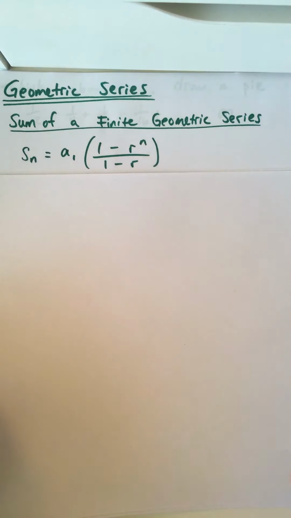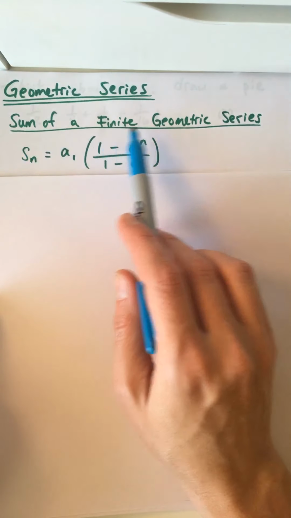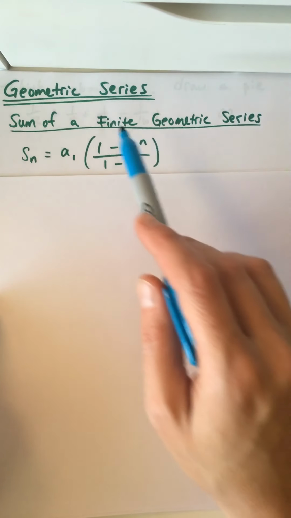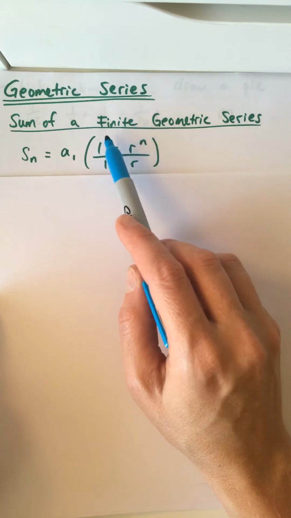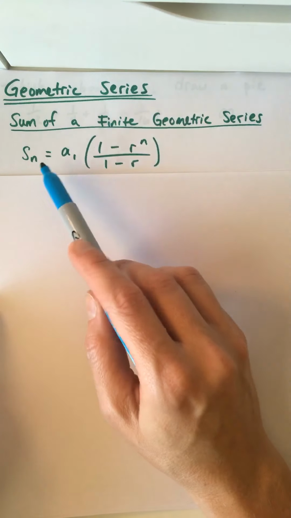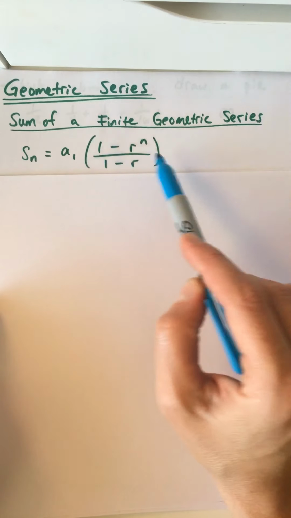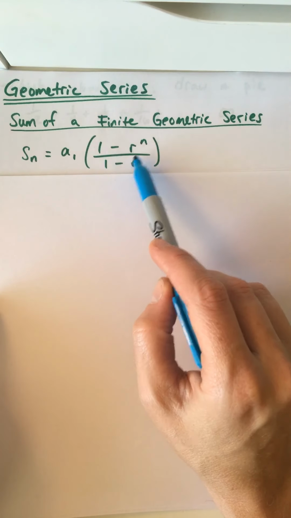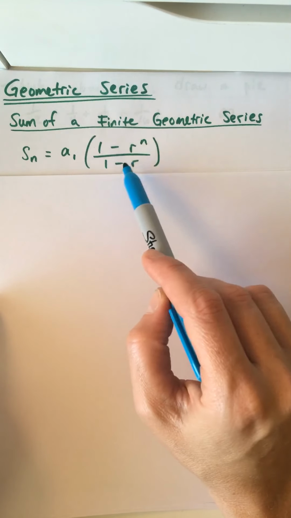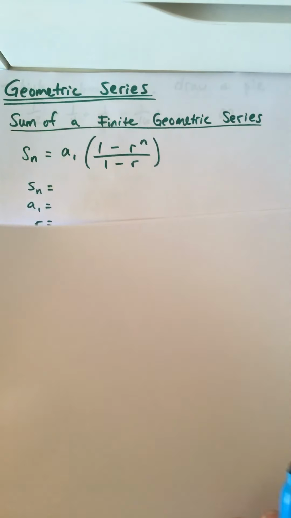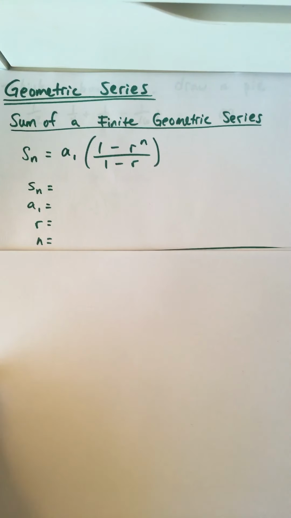We have a formula for the sum of a finite geometric series. Finite means it has an ending point. Our formula is S sub n equals a sub 1 times the quantity of 1 minus r to the n, over 1 minus r. And let's go ahead and define each one of those variables.